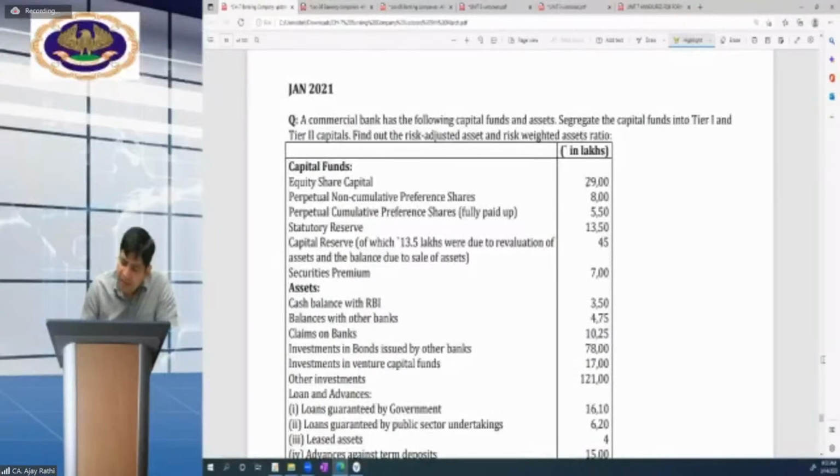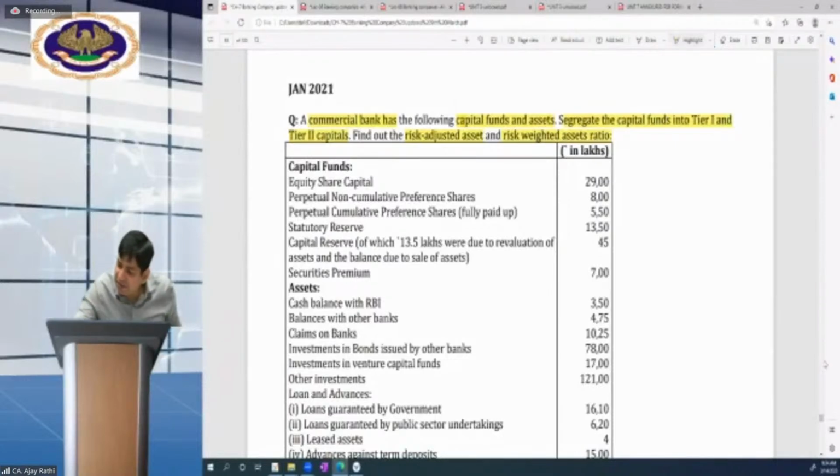See, the question is saying a commercial bank has the following capital funds and assets. The question is clearly given. Commercial bank is there, it means capital adequacy ratio norms will apply. They have given us information regarding capital fund and assets. Segregate the capital fund into two parts, tier 1 and tier 2, and also find out the risk adjusted assets and risk weighted assets ratio. So the question covers the complete CAR chapter, you have to solve it here. Can I start now?